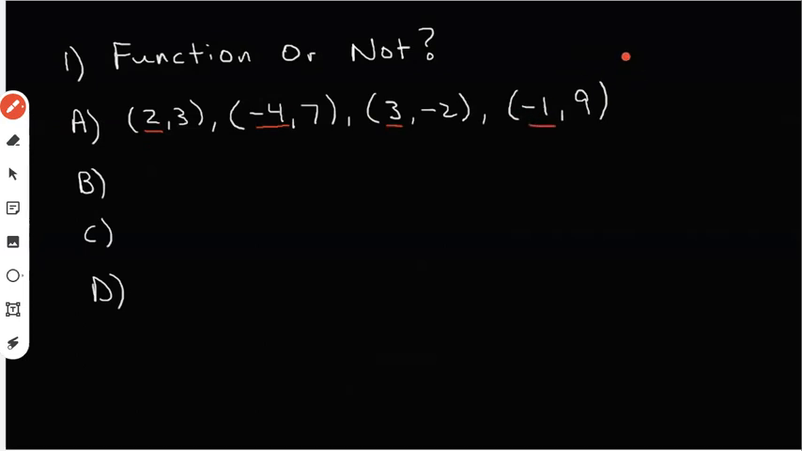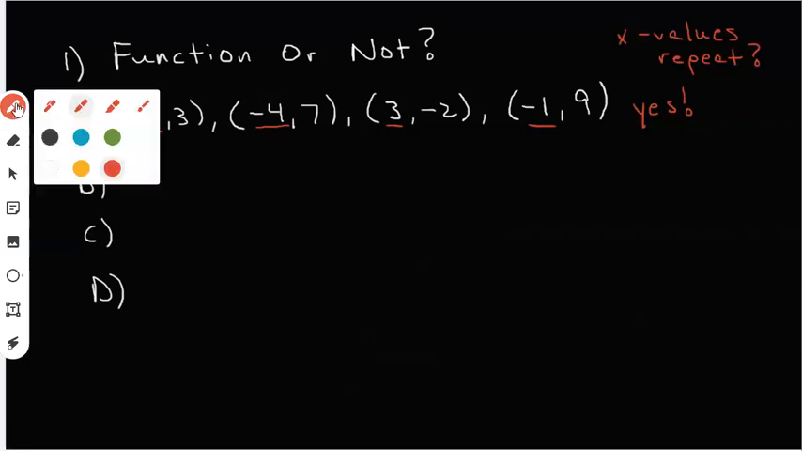Now we're going to ask ourselves the question, do the x values repeat? Let's look at them. It looks like none of these are repeating. So yes, this is a function. It doesn't break any of the rules of a function, so we can safely assume that if we were to graph this on an xy plane, it would actually pass the vertical line test, and it would indeed be a function.